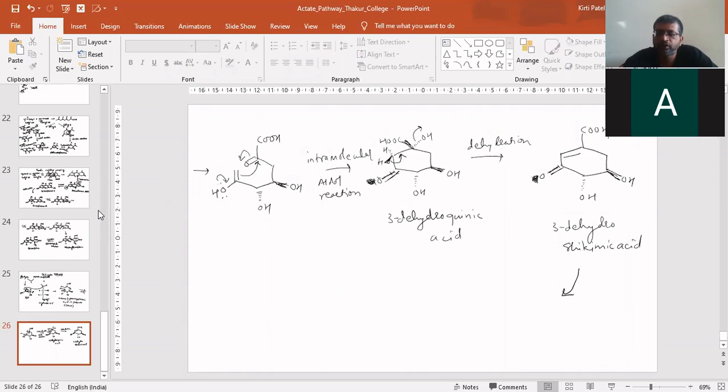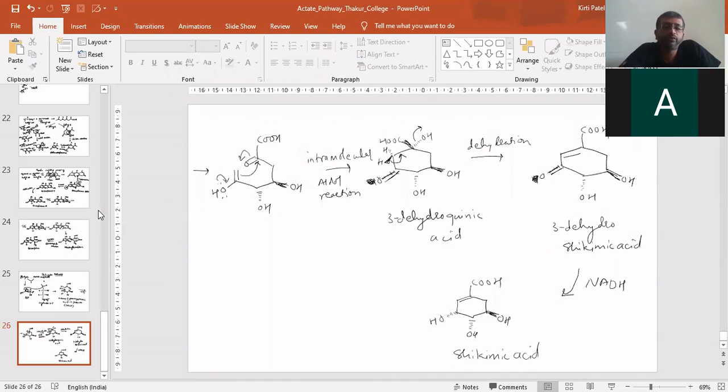3-dehydroshikimic acid undergoes reduction in the presence of NADH. It donates H- ions for this reduction. It results in the reduction of this conjugated carbonyl group, and we get a hydroxy group over here. This we call shikimic acid.